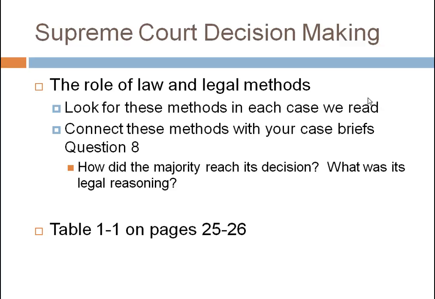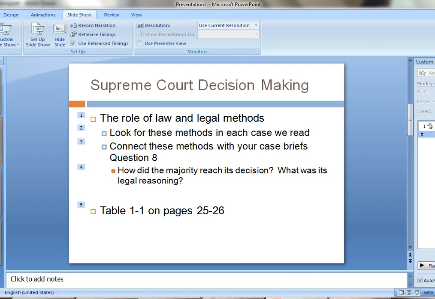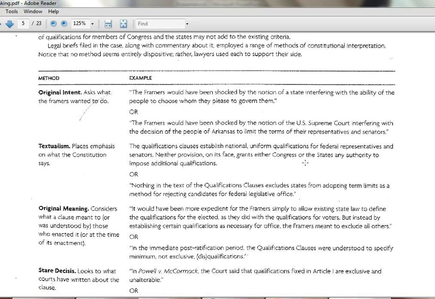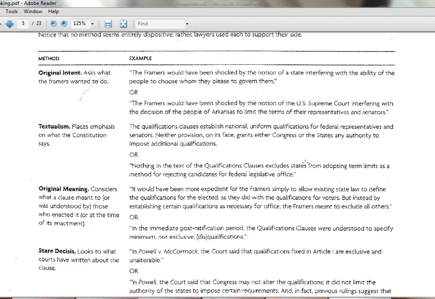Let's look now at table 1.1. And I started here. I said you want to know this well because we are going to be using it quite a bit. The reading gives you more detailed explanations of each category here. Textualism is probably the most straightforward, easiest to understand. This is when a justice is going to go to the text. Let's just see what the words say, and we're going to base our interpretation on the text.